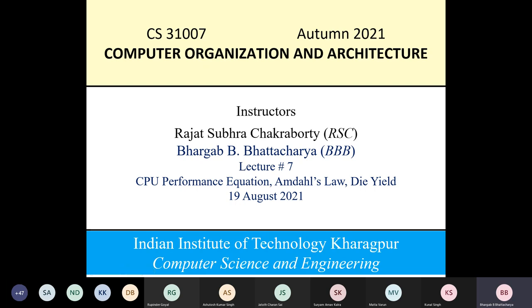Okay, so today we are going to continue our discussion on the CPU performance equation. In the previous class, we started with how to quantify the performance of a given processor, and we talked about a certain equation. Today I would also introduce two more concepts: one is Amdahl's law, and the other is the issues involved in die yield.